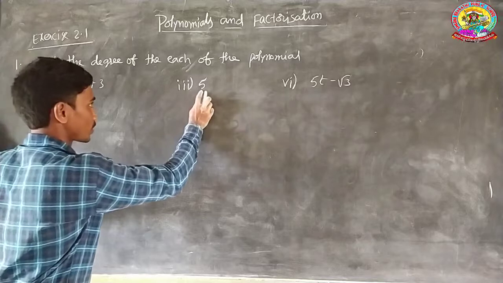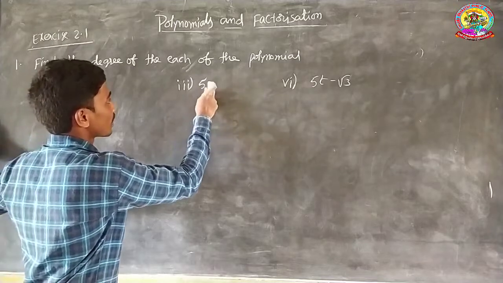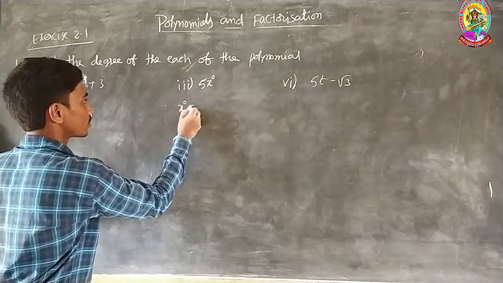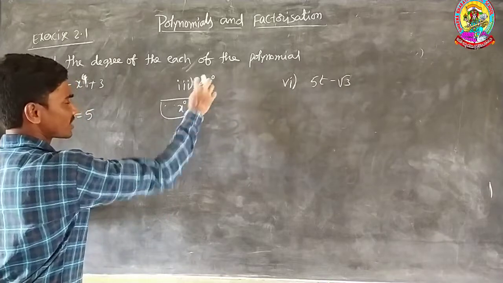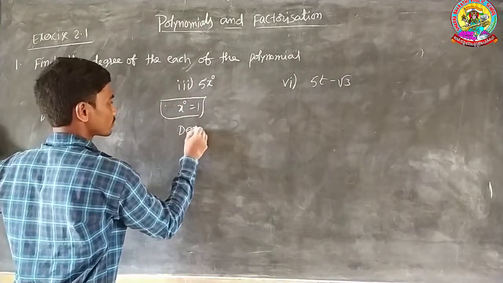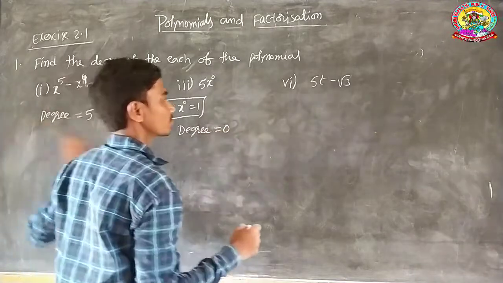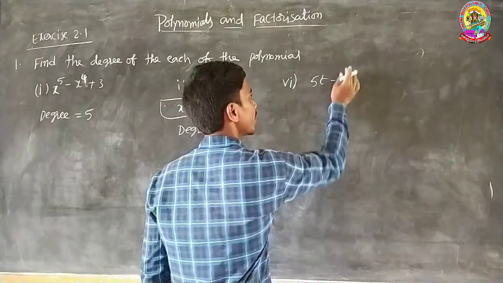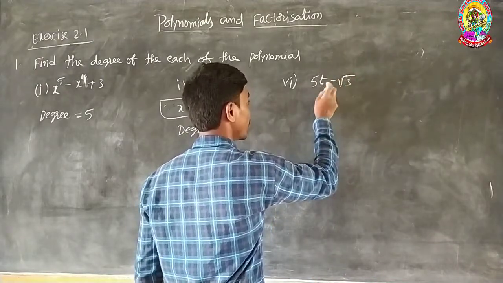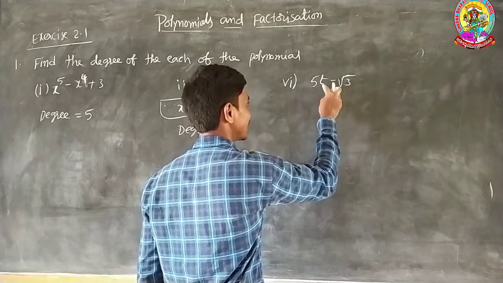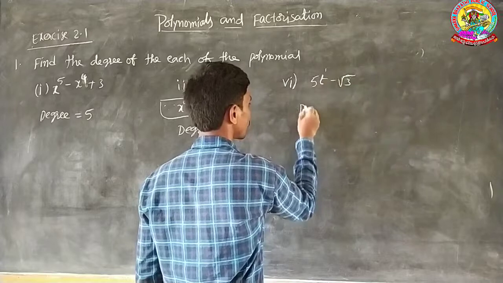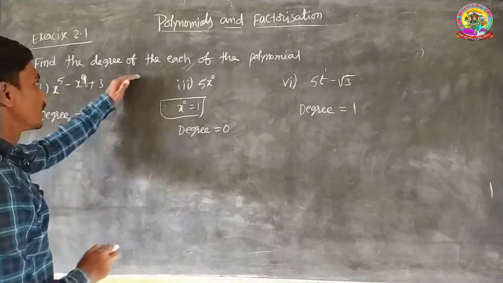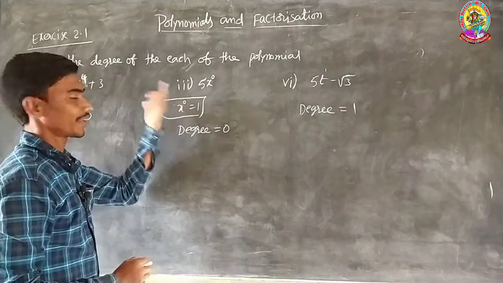What is the degree of this expression? Here the term consists of x power 0. Already you know x power 0 is equal to 1, and the degree of any constant term is 0. So degree is equal to 0. Here 5t minus root 3: root 3 is a constant term, and 5t is a polynomial in the variable t. The power of t is 1, that's why degree is equal to 1. Degree means the highest power in the expression.